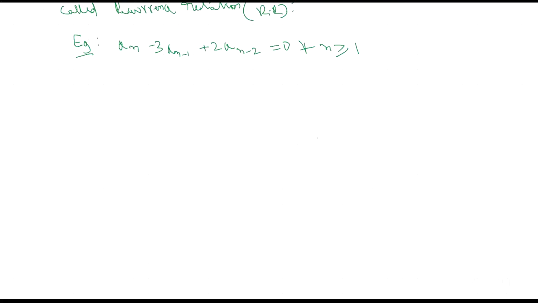n is greater than or equal to 1. Fibonacci sequence and Fibonacci recurrence relation. RR means recurrence relation.